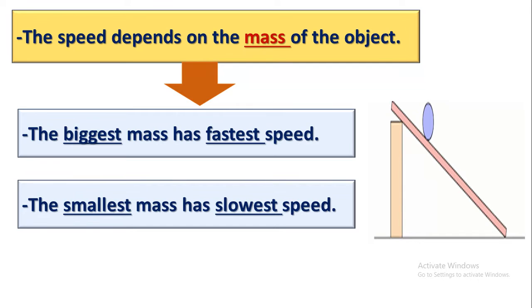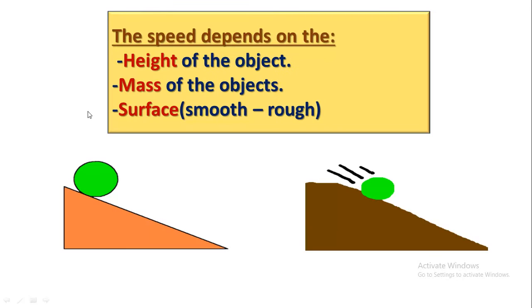So the biggest mass has the fastest speed, and the small mass has the slowest speed. The smallest mass has the slowest speed. So when I increase the mass, the speed will increase.